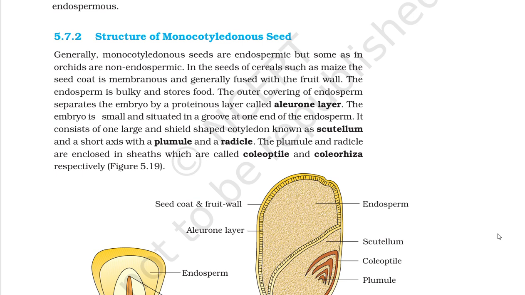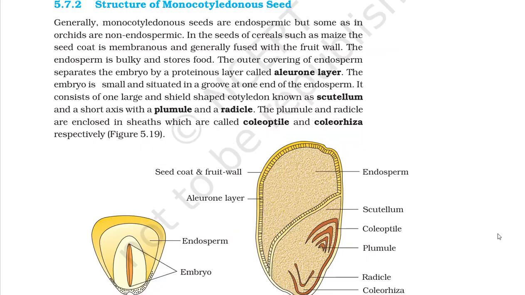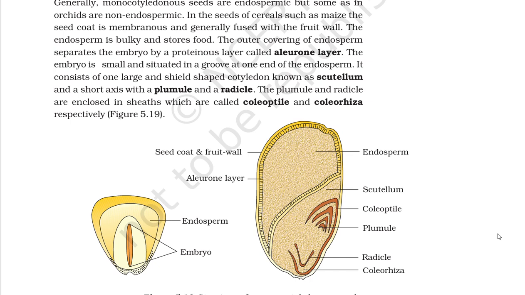The embryo is small and situated in a groove at one end of the endosperm. It consists of one large and shield-shaped cotyledon known as scutellum, and a short axis with a plumule and radicle. The plumule and radicle are enclosed in sheaths which are called coleoptile and coleorhiza respectively.